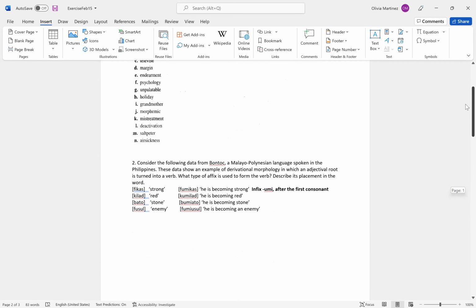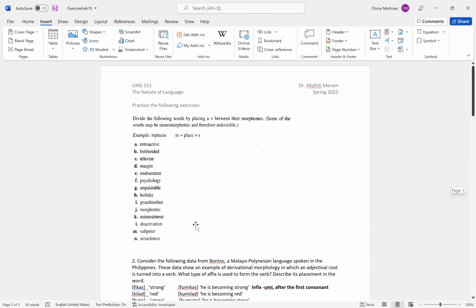Oh, we had one on deactivation. Would that be D plus act plus evade plus shun? Yeah, you can actually break it down a little further into D plus act plus if plus 8 plus ION. So activate, deactivation. Right? Yeah. So there's that 8, another morpheme in there as well. Dang, that one, I knew when I saw it, I was like, that has at least more than 5.